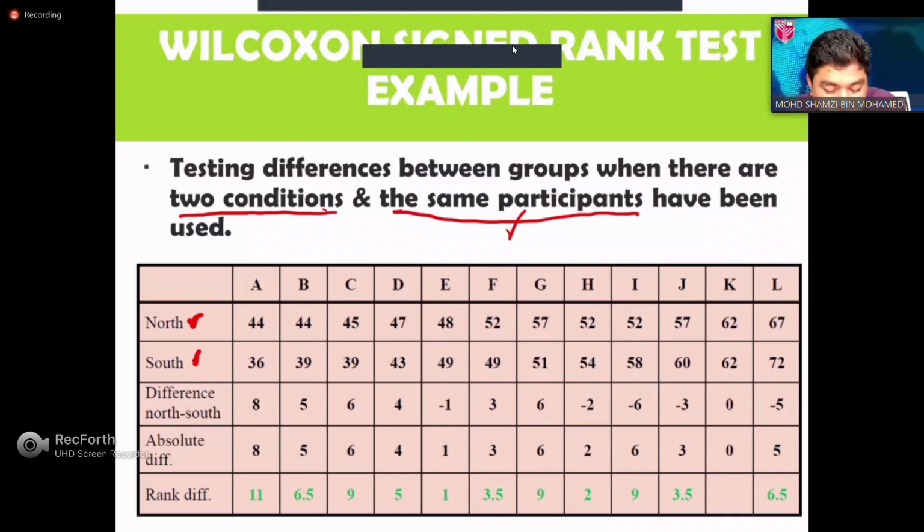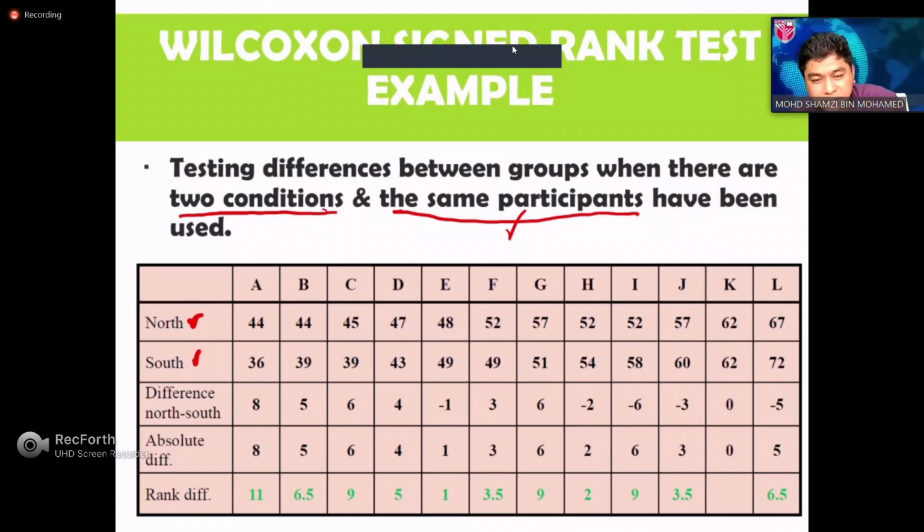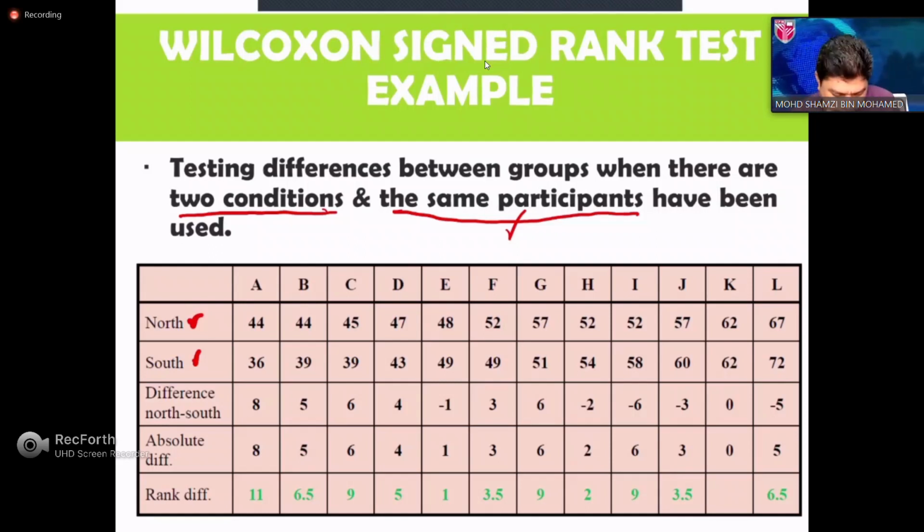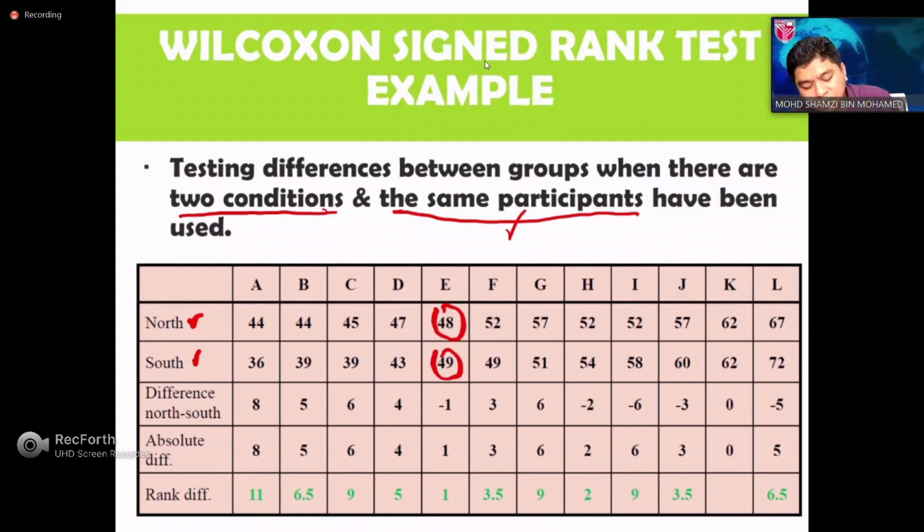Okay, so first list the differences. Okay, this is the same person or same specimen. Sorry, Mira nak masuk. So let's say for the list numbers, let's say 48 and 49, you can see. So north minus south, you get minus 1. You get minus 1. Okay, the list of differences.